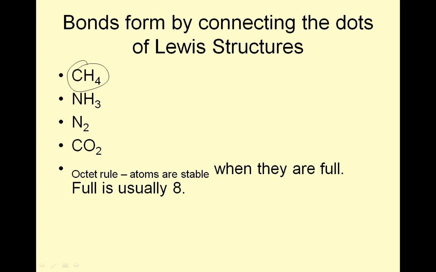So we'll start with CH4. The least frequently occurring one goes in the middle. Here's carbon. Now valence electrons come from its column on the periodic table. If you think of the periodic table like this, 1, 2, 3, 4, 5, 6. Carbon is right here. So carbon has 4 valence electrons.